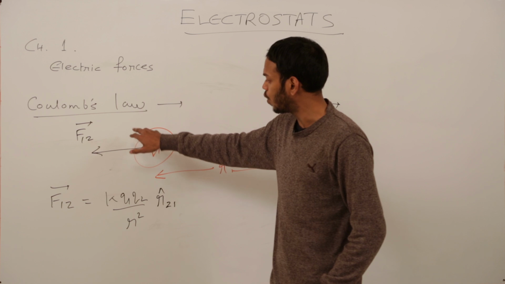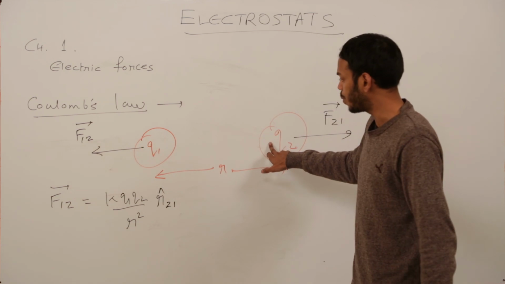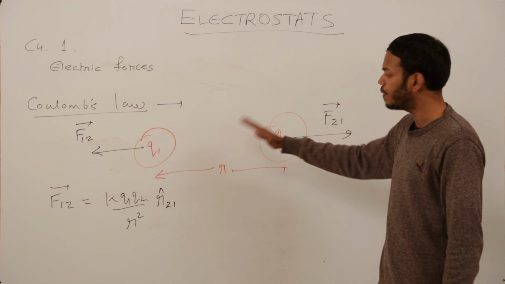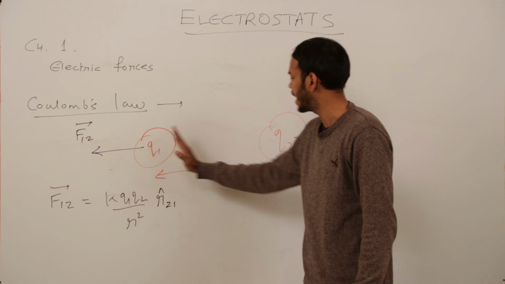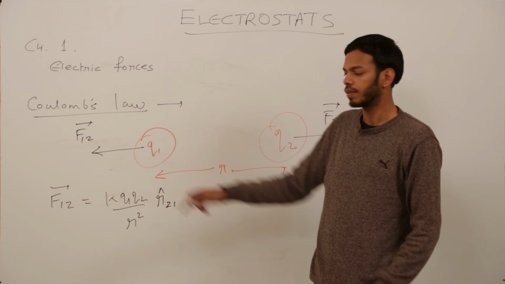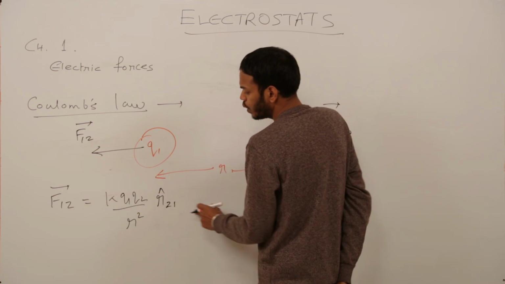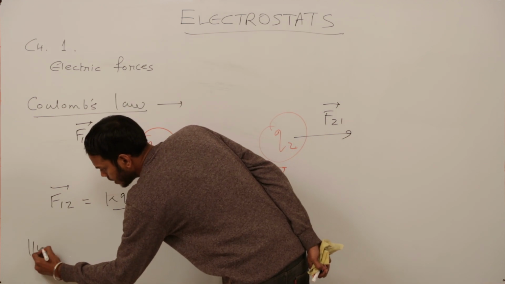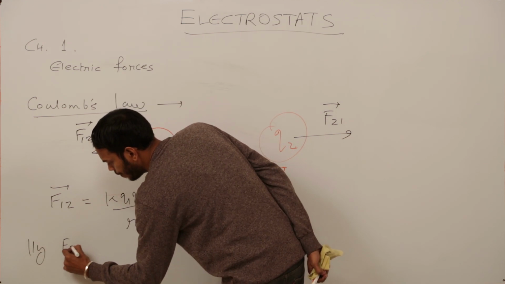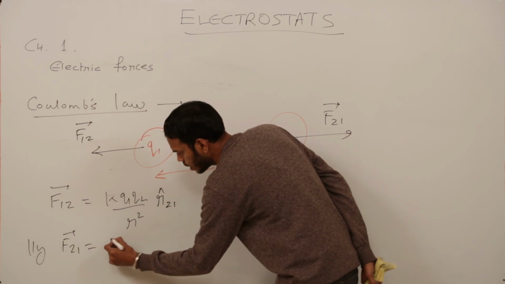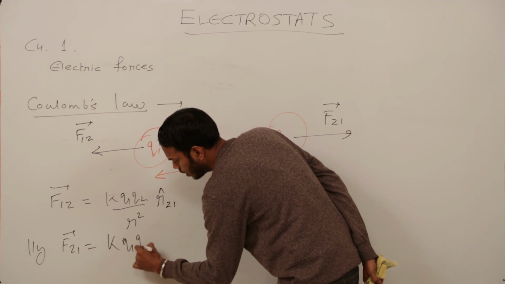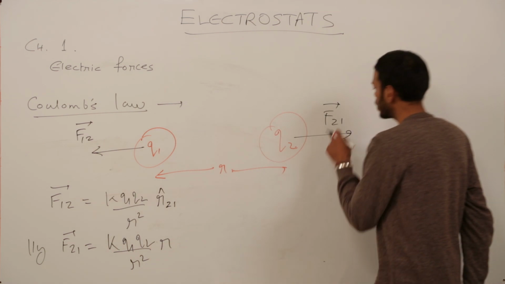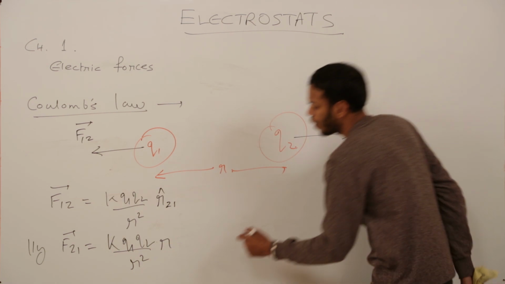F12 is the force on 1 due to 2. This charge is getting repelled by this charge, so obviously the unit vector will be in this direction, that is from 2 to 1. So F12 is k q1 q2 upon r square r21. Similarly, F21 will be equal to k q1 q2 upon r square into direction. What is the direction of 21? From 1 to 2.